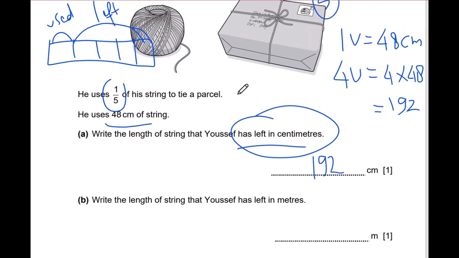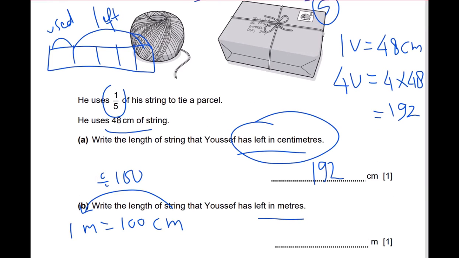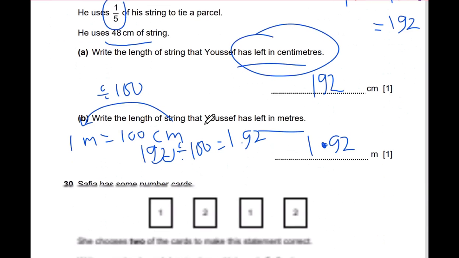Write the length of string that Yusuf has left in meters. From cm to meters, 1 meter is 100 cm. So to go from cm to meters, we have to divide by 100. So 192 divided by 100 equals 1.92, which should be the answer. Alright, we move on to the next question. Sorry guys, there's a lot of background noise.